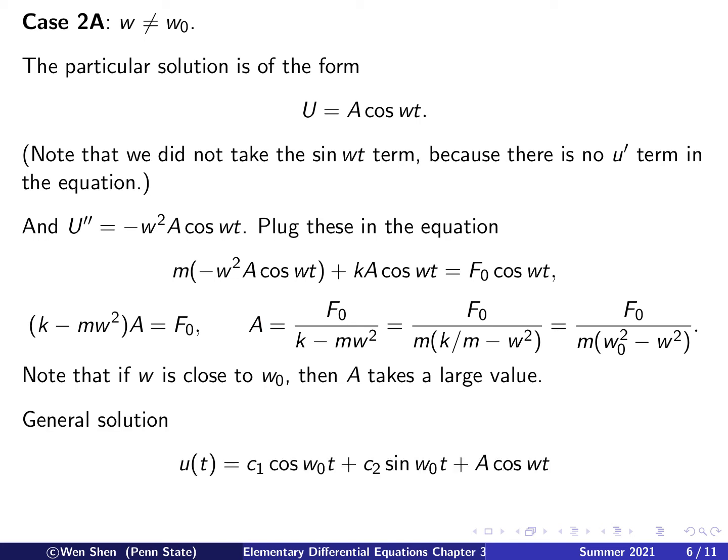Okay, and then we can write out the general solution, which is this, the solution for the homogeneous equation, and then this is the particular solution. And you see that this solution consists of just sine and cosine functions. The sine and cosine have the same frequency w naught, but this term, capital A cosine, has a different frequency w.